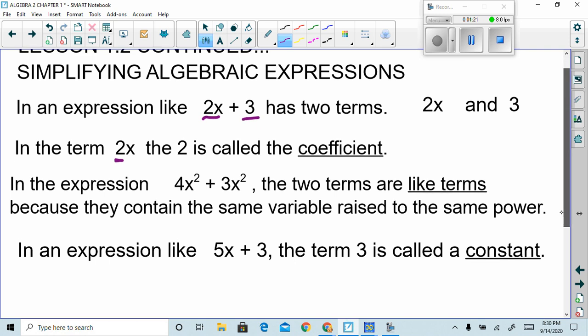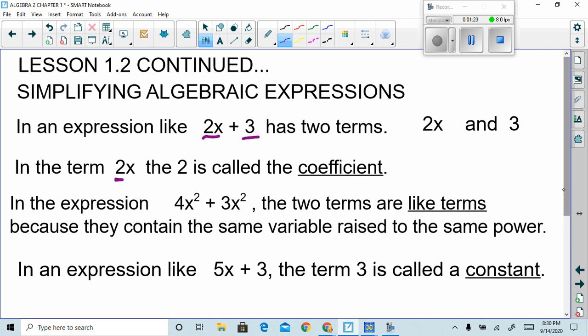So again, these are some key terms that we need to know in order to simplify. We want to know what a coefficient is. We want to know what like terms are. We want to know what a constant is. And again, coefficients are numbers in front of a variable. When I have a term like 2x, that coefficient is 2. If I had an expression like x plus 1 or x plus 4, let's say, the coefficient in front of the x would be a 1.